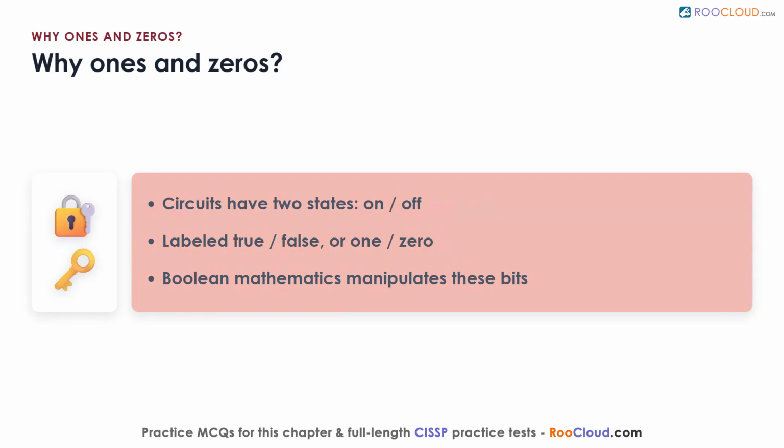Why does cryptography live in a world of ones and zeros? Because computers only truly understand two states. An electrical circuit is either on or off. Current, present, or absent. We label these true and false, or 1 and 0. All of the math that scrambles your data is built on manipulating these two values. This is called Boolean mathematics. Think of a room full of light switches. Every switch is either up or down, and every message is just a long pattern of those switch positions.